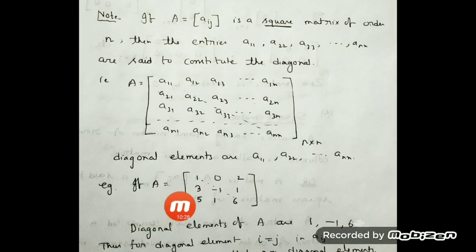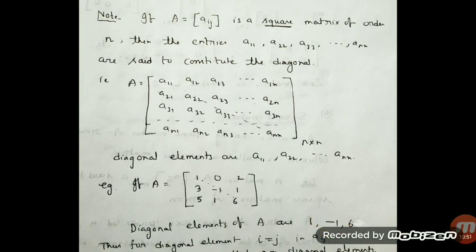For example, in this case 1, 0, 2, it's a square matrix of order 3 by 3. So this one, 1, minus 1, 6. The position of the element 1 is a11. This is second row, second column, a22. And here 6 is the a33 element. So these will form the diagonal elements. These are the diagonal: 1, minus 1 and 6.